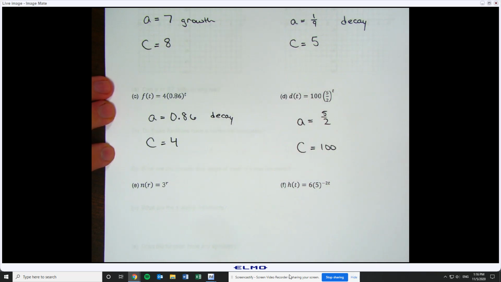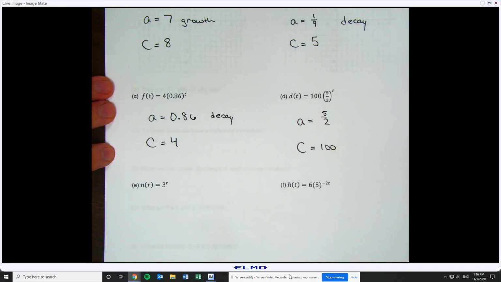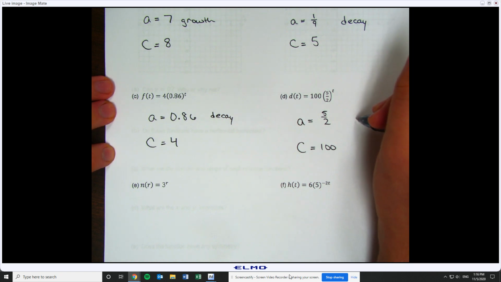Now I know it's very tempting to say, oh, it's a fraction, it's a decay. Be very careful. This fraction winds up simplifying to be 2.5. That is bigger than 1. So this is a growth.